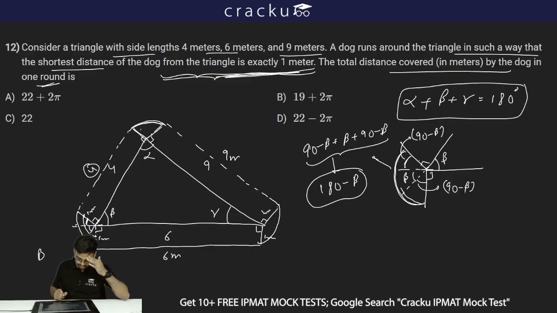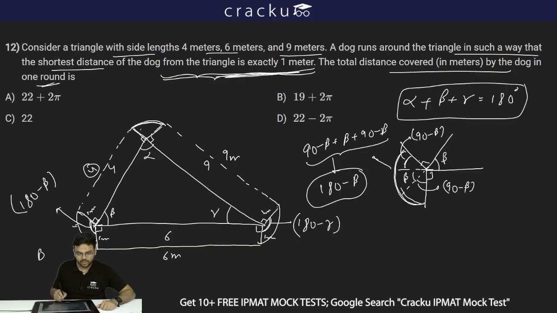So if I just draw it out again, this angle will be 180 minus beta. Similarly, this angle will be 180 minus gamma. Using the same property, this angle will be 180 minus gamma, and this particular angle will be 180 minus alpha, using the same properties which we used for angle beta.